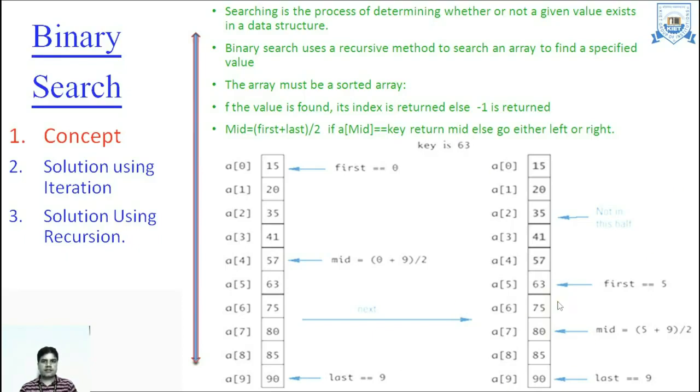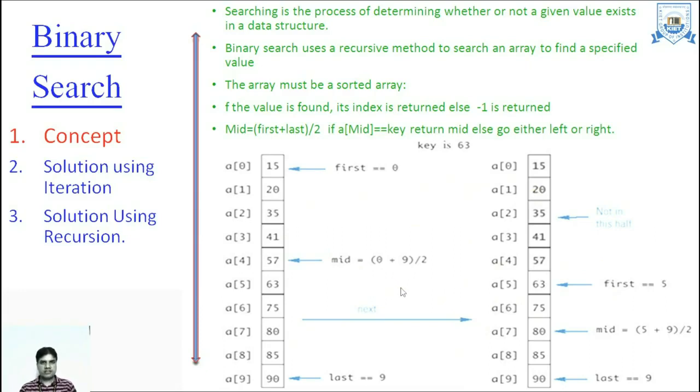So after this, if we apply another step based on the new values of first and last, which are 5 and 6, and we calculate (5 plus 6) by 2, that would be 5, and at that point the element that we were searching for is available. So in only 3 or 4 steps we are able to find our element of interest in data of size 10. That way we can say binary search is faster.